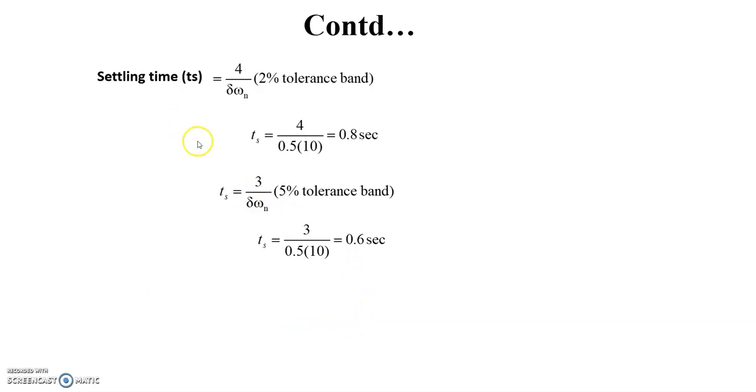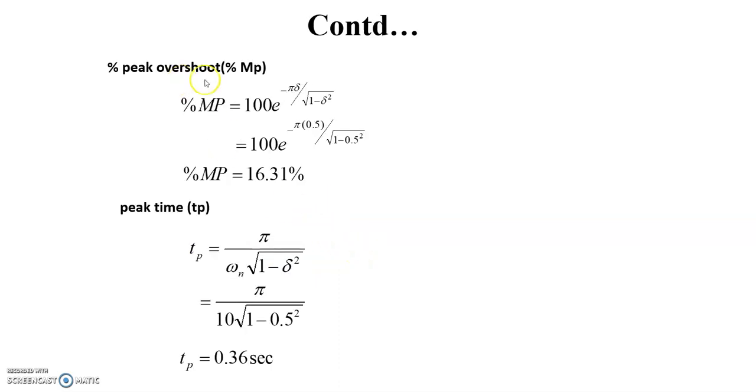Next is settling time. You know the formula for 2% tolerance band: 4 by zeta omega n. So Ts is equal to 4 by 0.5 into 10, which is equal to 0.8 seconds. Similarly, we can find it for the 5% tolerance band. You know the formula, 3 by zeta omega n. So Ts is equal to 3 divided by 0.5 into 10, which is equal to 0.6 seconds. Next, percentage overshoot. The formula is 100 into e power minus pi zeta divided by root of 1 minus zeta square.